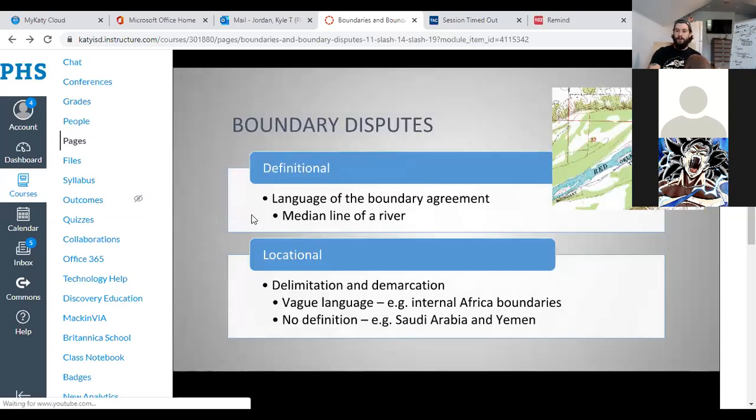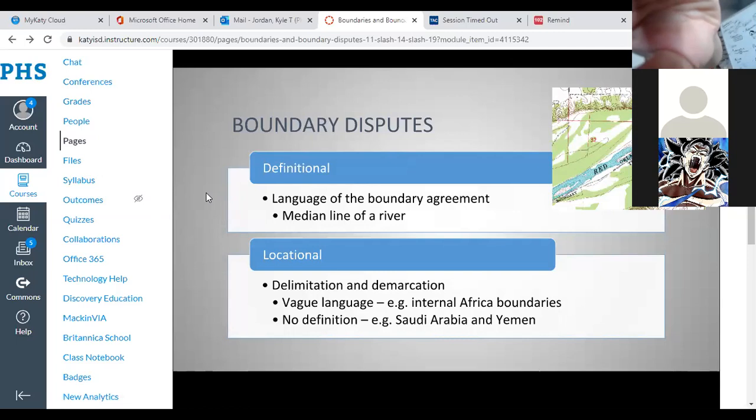waters. All right. And then we have our disputes. Okay. So we have definitional. Basically, this is getting into how we identify a border. How do we define that border? It's a dispute about the definition of the border, about the language used in the boundary agreement, that kind of thing. It's like, no, no, I get all of the water in the river up until your side, and then that's your land. That doesn't seem fair. Usually, it's about the median line of the river.